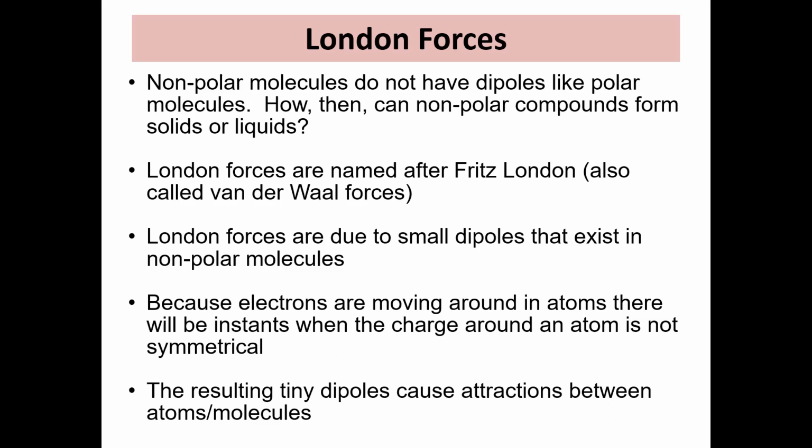You have your protons and electrons, but the electrons move between the two atoms that form that molecule, and there'll be a time when there is a greater density of electrons on one atom than the other. And when there is a greater density or electron cloud on one atom, a tiny dipole will be caused between the atom and the molecule.